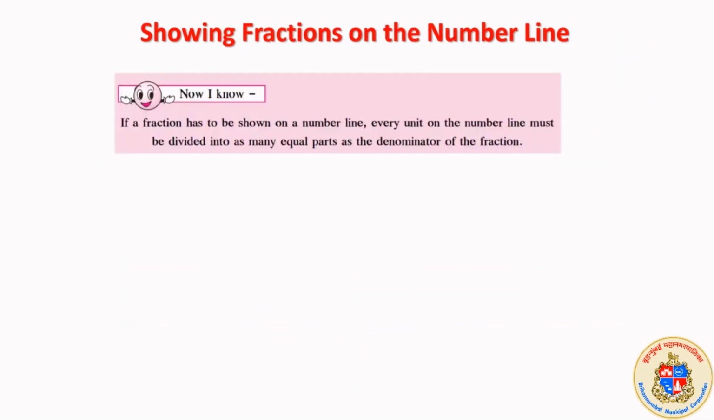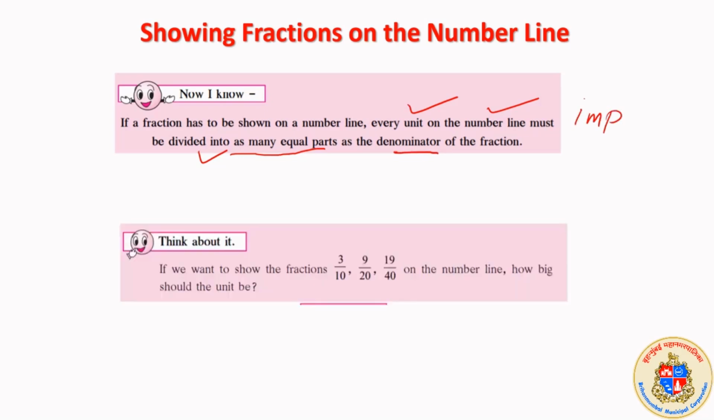We are continuing with the same topic. So a fraction has to be shown on a number line. Every unit on the number line must be divided into as many equal parts as the denominator. This is the most important thing you should keep in mind while studying number lines and expressing fractions. If it is 3 upon 10, that means between 0 and 1 there will be 10 divisions. Correct? If it is 9 upon 20, there will be 20 divisions. And if it is 19 upon 40, you cannot imagine, 40 divisions should be there.